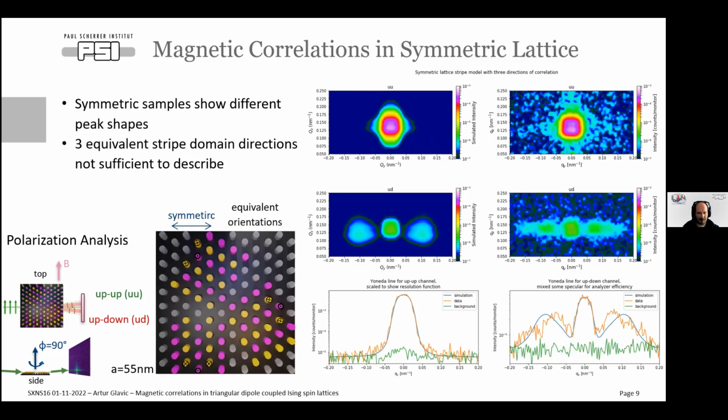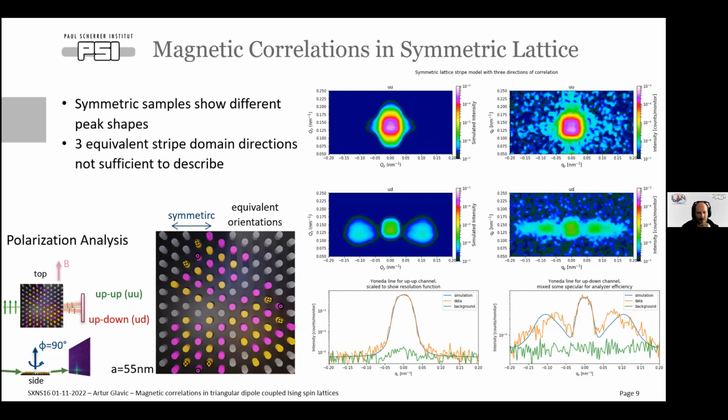And we also made that experiment with a symmetric lattice of about the same lattice constant, but we find that there's still strong scattering at almost the 1/2 position, but the shape of the peaks does not fit at all what we would expect from having just 3 stripe domains coexisting.